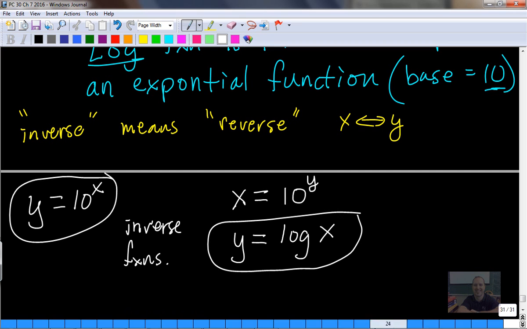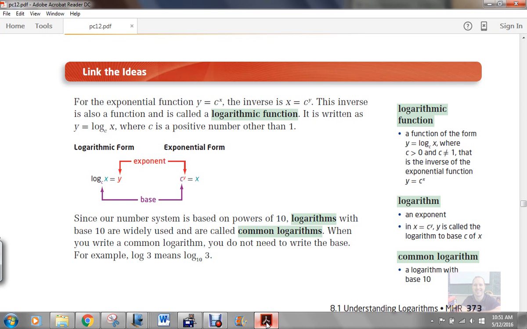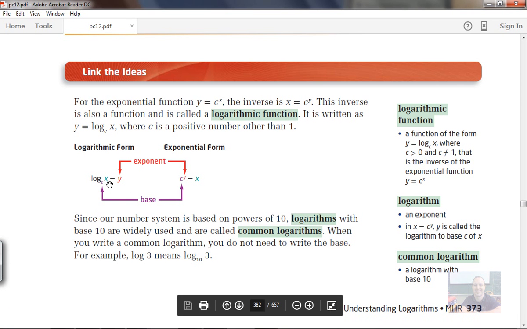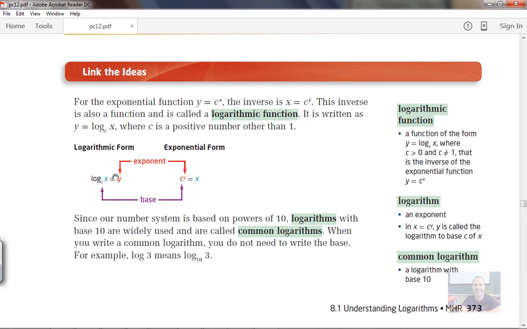Okay. Now let me just make sure that I'm using the same variables in the same positions as the textbook. So if we look here in your textbook, okay. All right. So this is when we reverse the variables, x equals c to the y, right?